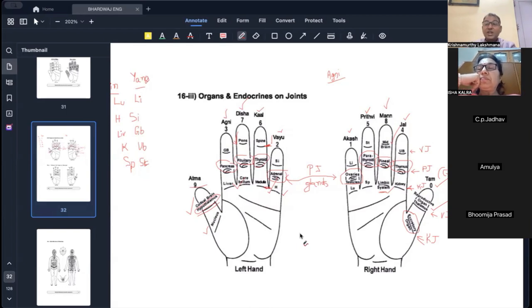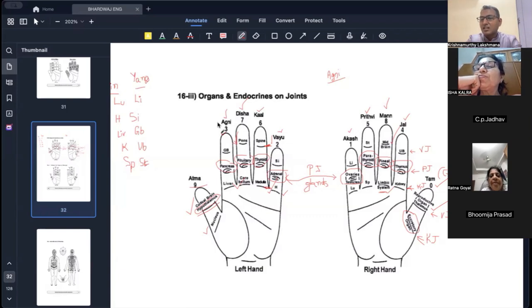So now, is it difficult to remember how the organs and glands are plotted on the joints? No, sir, it is very easy to understand. If you know the logic of how it is plotted, you will not find it difficult. But if you don't know the logic, you will find it difficult. So this is very, very important.